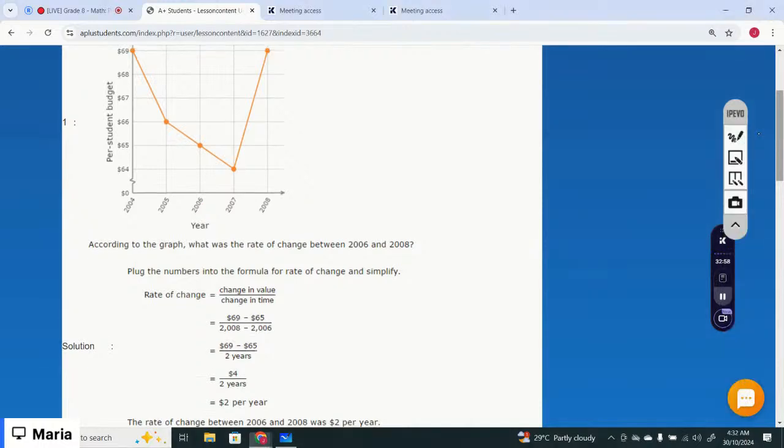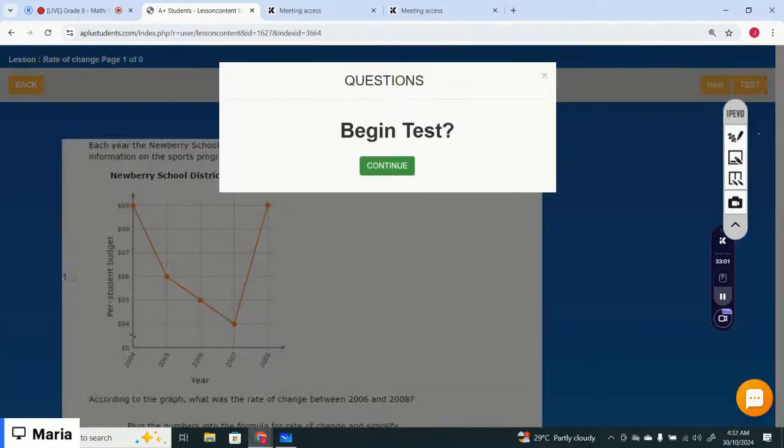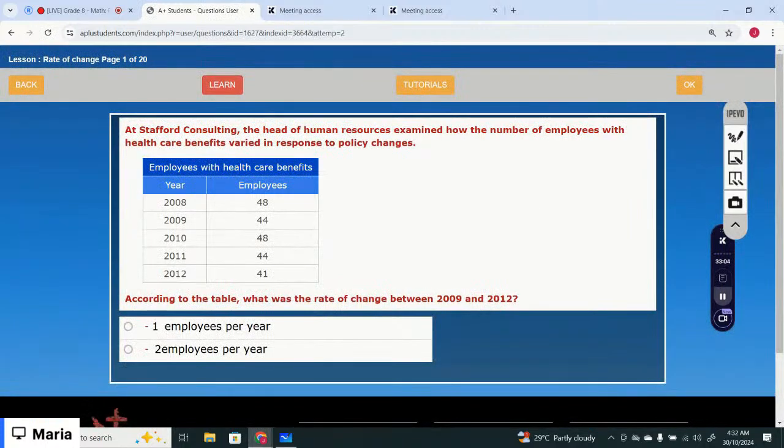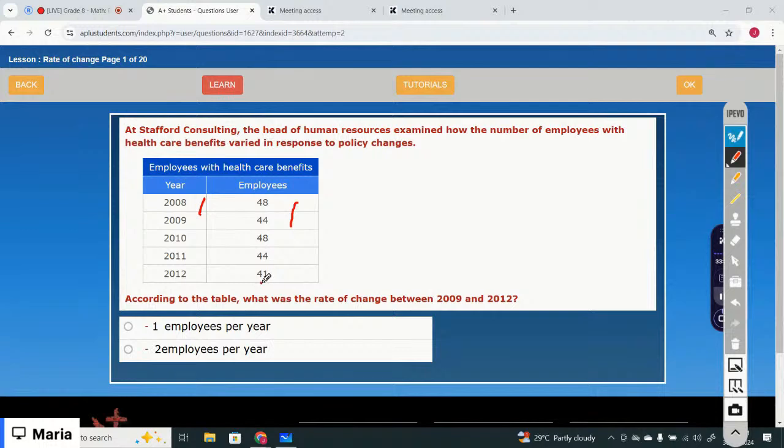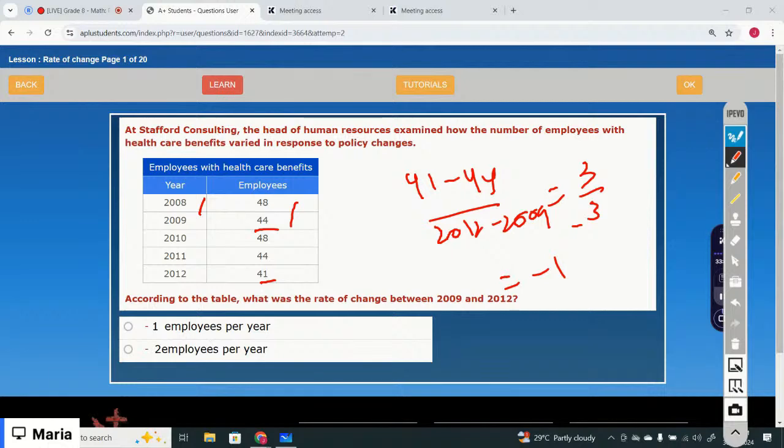Let's just start with the test question. At Stafford Consulting, the head of human resources examined how the number of employees with healthcare benefit varied in response to various policy changes. According to the table, what was the rate of change between 2009 and 2012? So 2009 and 2012, right? That is 41 minus 44, and you have 2012 minus 2009. So that is -3 over 3. That is -1. -1 employee per day.